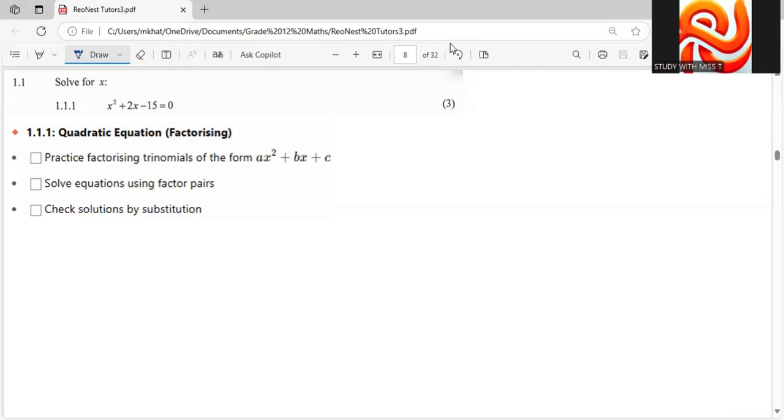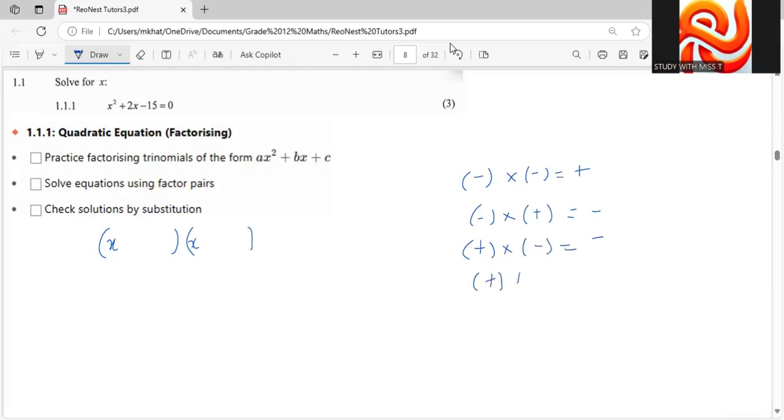Okay. So if I'm factorizing using pairs, I'm going to have 2 open brackets. I already know that in each and every bracket, I must have x and x. So now I'm going to question myself, what are the 2 numbers that when I multiply them, I'm going to get negative 15, and when I add or subtract them, I'm going to get positive 2. So remember, a negative times a negative is equal to a positive. A negative times a positive is equal to a negative. A positive times a negative is equal to a negative. A positive times a positive is equal to a positive.